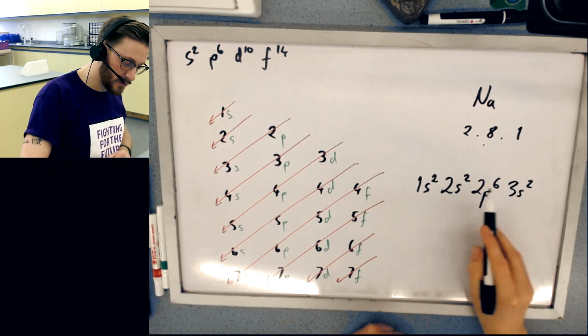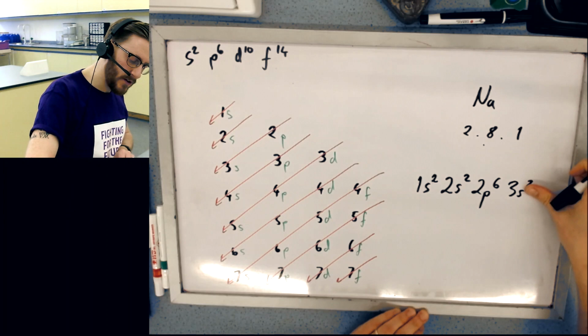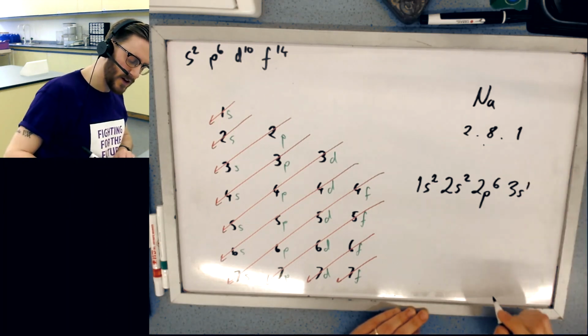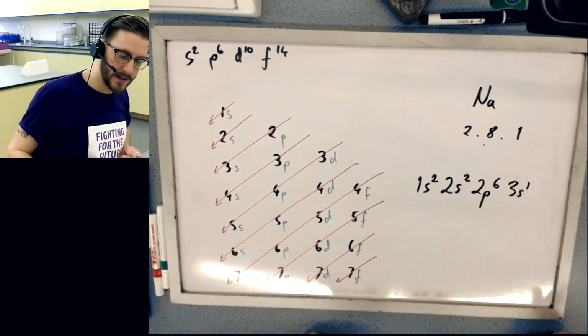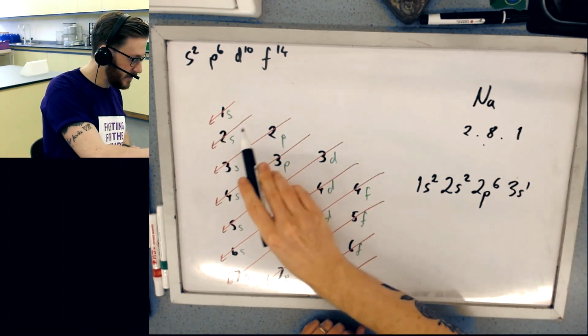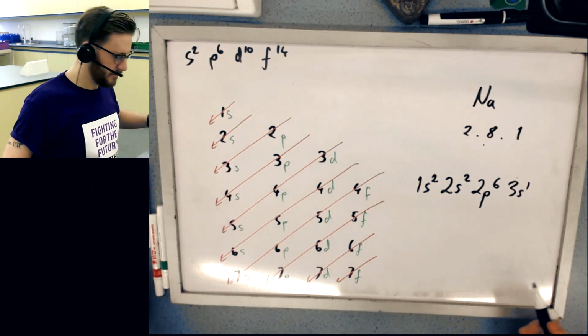So 1, 2, 3, 4, 5, 6, 7, 8, 9, 10, 11, 12. Oh, I've got too many. Now, it can fill up to 2 in that s orbital, but it doesn't mean they need to be filled. So I just leave that as a 1, and there we go. That adds up to 11. I have the full electron configuration for sodium. So they're filling in the order going down diagonally. Let's try a trickier one.